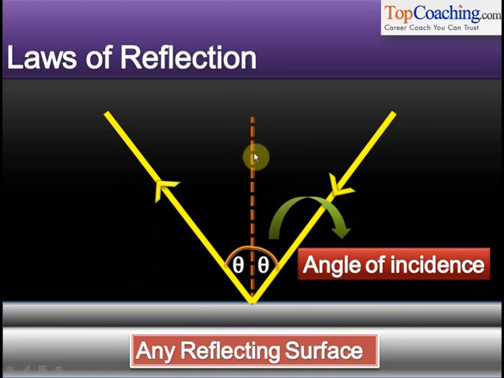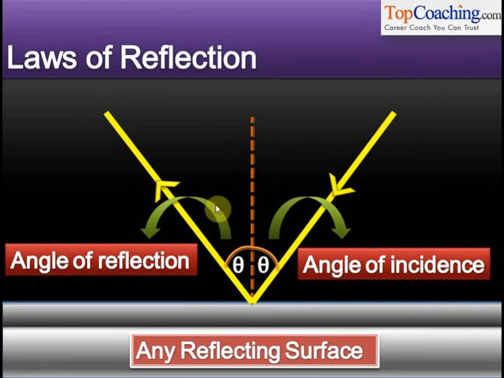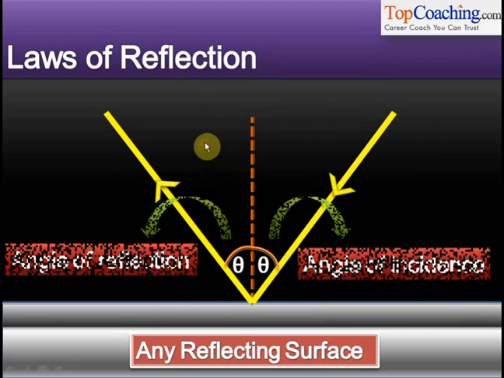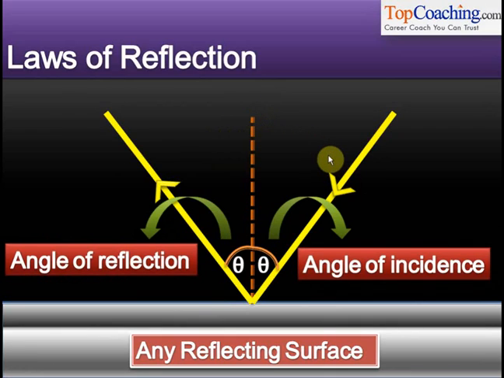Understood? So this is the normal here, this orange dotted line here, that is perpendicular to the reflecting surface. The angle between the normal and the incident ray is called the angle of incidence. The angle between the reflected ray and the normal is called the angle of reflection. According to the first law of reflection, the angle of incidence is equal to the angle of reflection. Understood? So here you can see that the angle between the incident ray, this ray that's first striking the reflecting surface, and the normal to the surface is theta. You can also see that the angle between the normal and the reflected ray is also theta. So there you go. The angle of incidence is the angle of reflection.